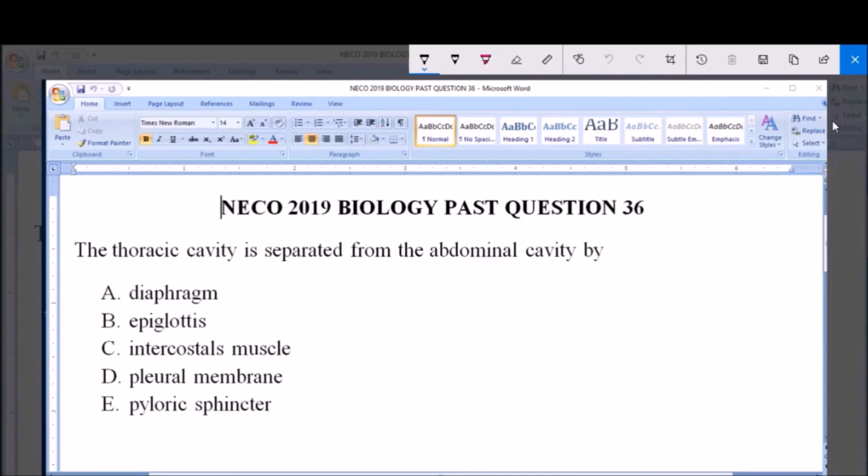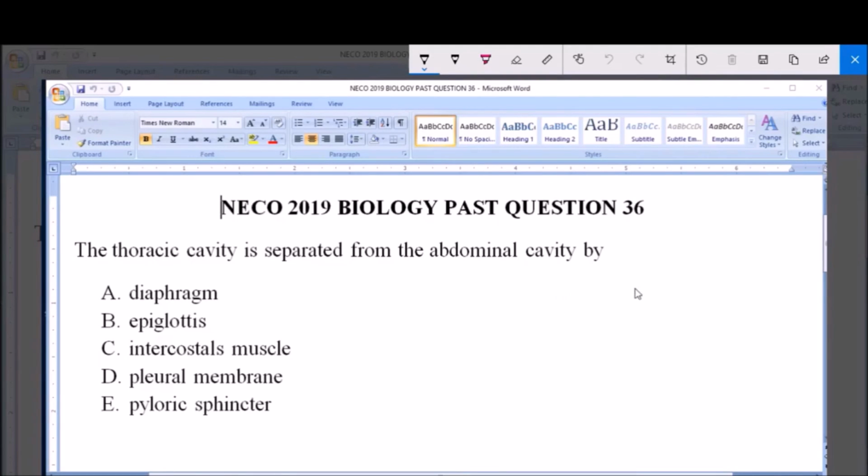Hello, good day and welcome. I'll be answering NECO 2019 biology past question 36. The thoracic cavity is separated from the abdominal cavity by A. Diaphragm, B. Epiglottis, C. Intercostal muscle, D. Pleural membrane, and E. Pyloric sphincter.